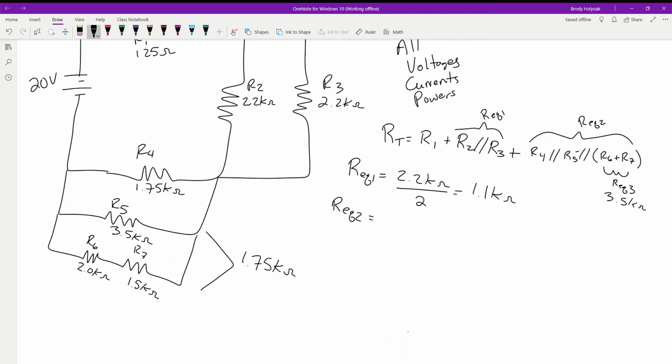So, when we combine these two guys together, we end up with 875 ohms. So 1750 divided by 2 is 875. So now we have all three parts of this that we can put together. So our R total is going to be equal to 125 plus the 1.1K plus the 875, which is 2.1K.